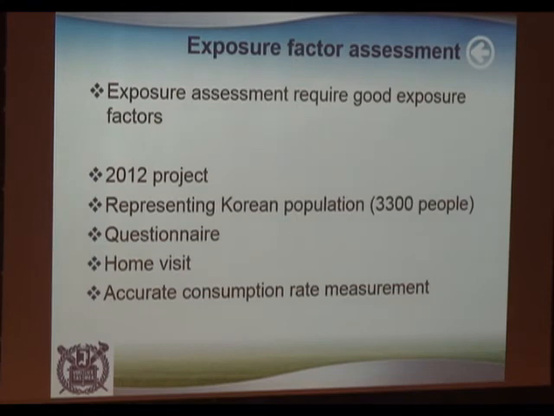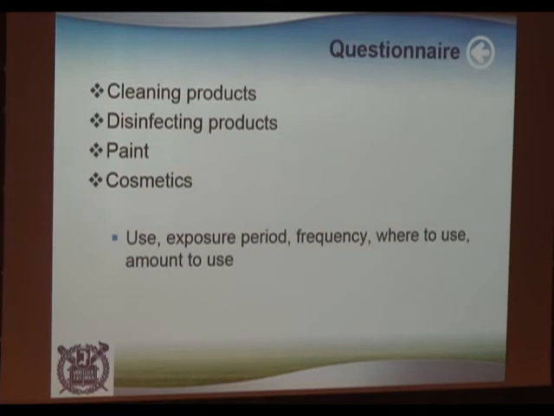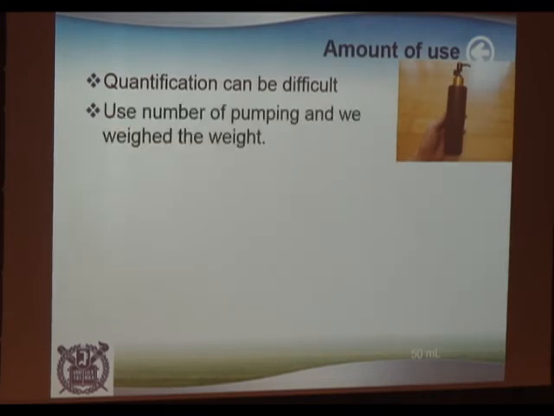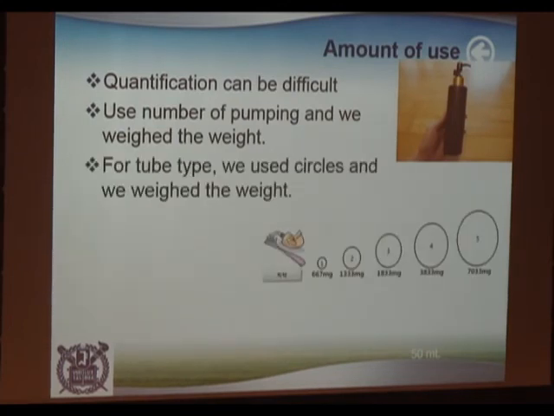And we had to use a questionnaire, and we did this measurement. It was a pretty new approach, and then we limited it to this kind of product. And the problem that occurred to me was how to measure the amount of use. We have to use a questionnaire, so quantification was very difficult. So we ask the number of pumps, and then we weigh the product. That was relatively easy, but the tube type was difficult.